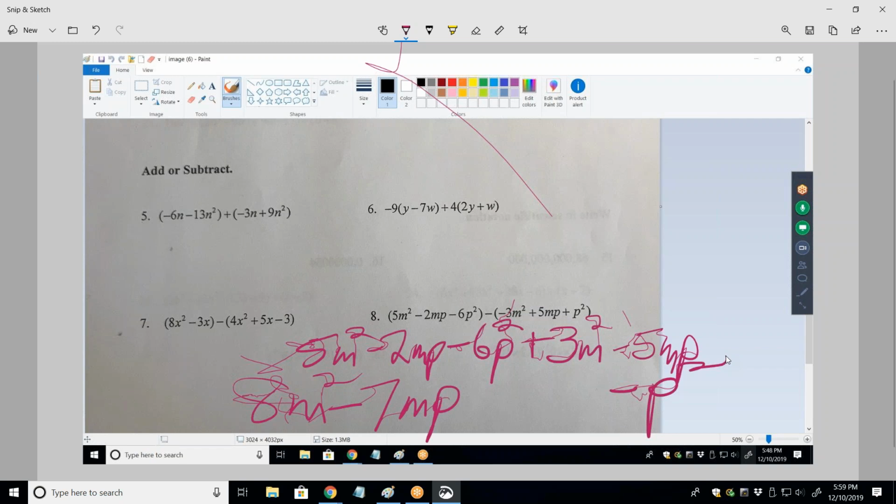How many p squareds do we have? Is it 2 as well? I only see 1. Oh, no, you're right. This is a p squared down here, right? Yeah. So what's minus 6p squared minus a p squared? Minus 1. Negative 5. Minus 6 minus 1. Use your calculator if you have to.